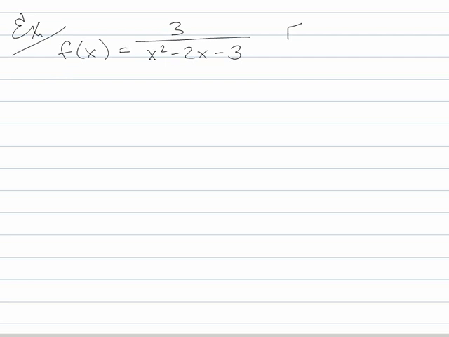Now we're going to keep going. We're going to work just tons and tons of examples because that's the best way to learn, right? So let's say I've got f of x is equal to 3 over x squared minus 2x minus 3, and I want to find the domain. And that's what all these problems are going to be. You find the domain. So here's two things that can happen.